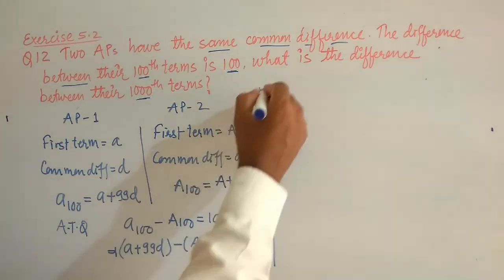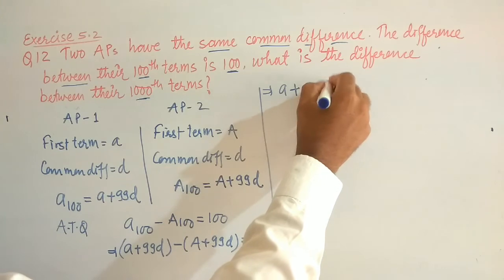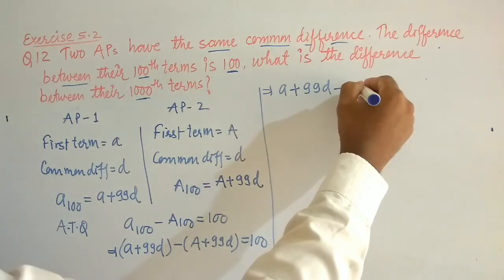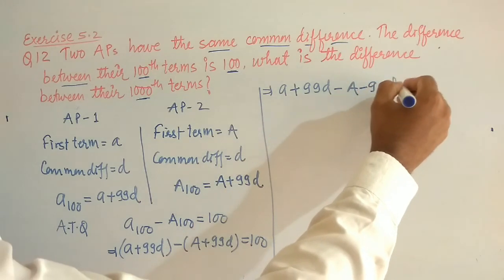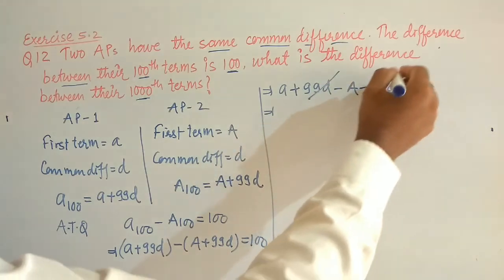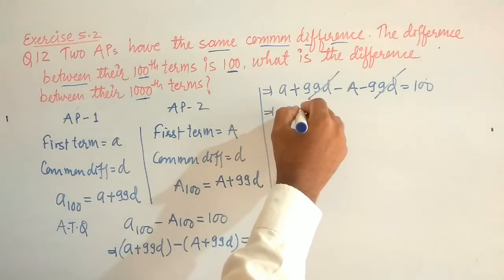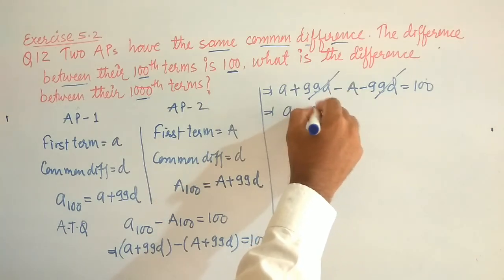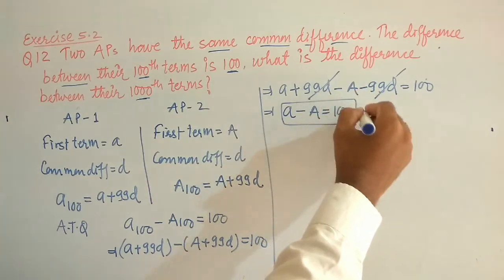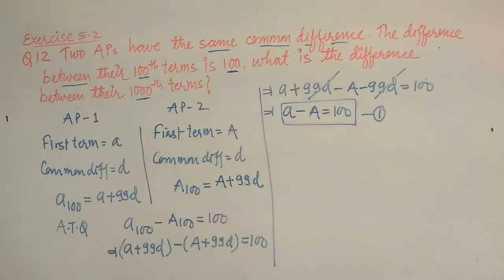Okay, on removing the bracket you will get a plus 99d minus A plus minus minus 99d is equal to 100. So 99d plus or 99d minus cancel. We will get small a minus capital A is equal to 100. Means the difference between their first term is 100. Take it as a first relation.